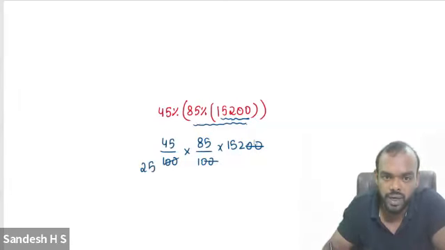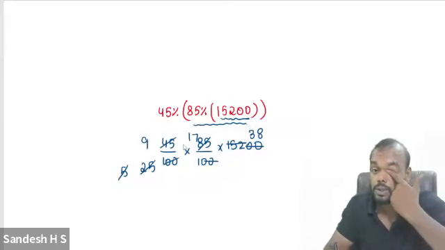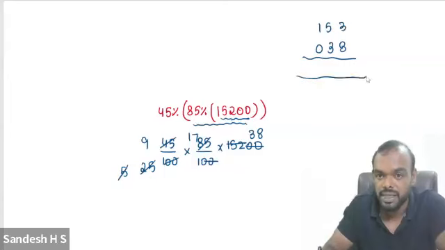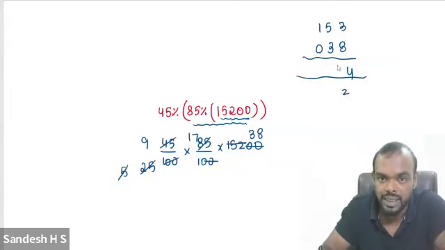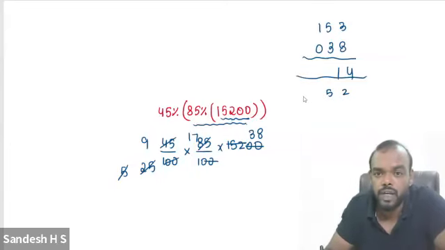4 into 25, 4 into 3. 4 into 8, 5 into 5. 5 into 9, 5 into 1. 5 into 17. So 17 into 9 is 153. Then we have to multiply with 38. If I multiply 153 with 38, I will get 5814.